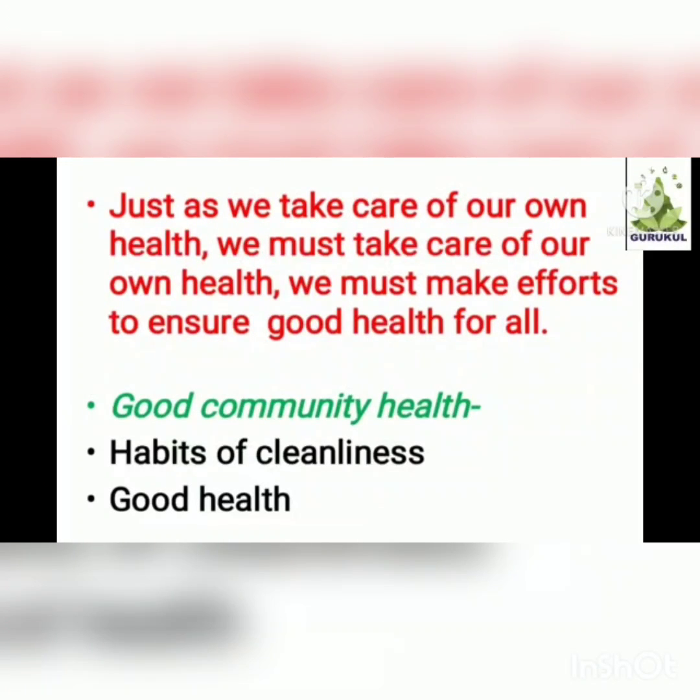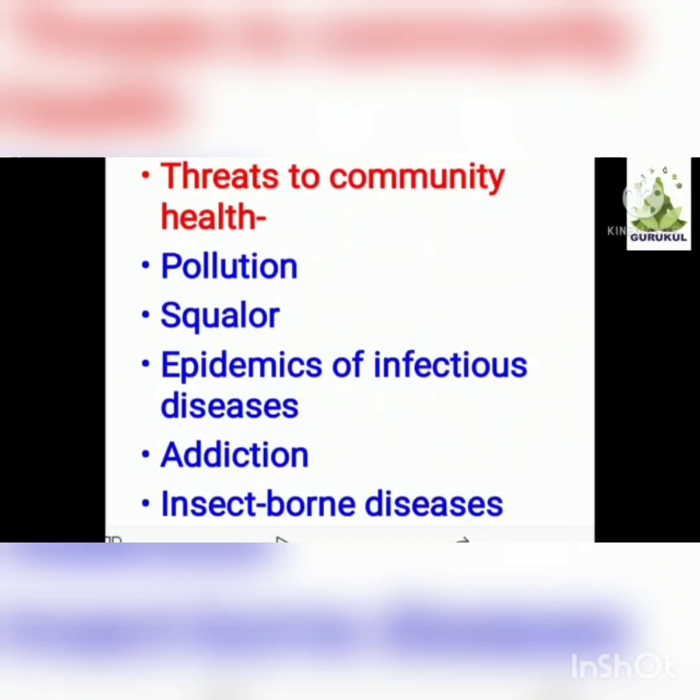So, after good community health, there are some threats to our community health. So, which are those? First one, that is pollution. All of you know there are so many different types of pollution, okay, which are the main threats to our community health. Okay, after that, squalor. It means what? The state which is very dirty with unpleasant smell, or untidy. Understood? Then next point, that is epidemics of infectious diseases. Okay, all of you know the meaning of this. Already we had learned about it.